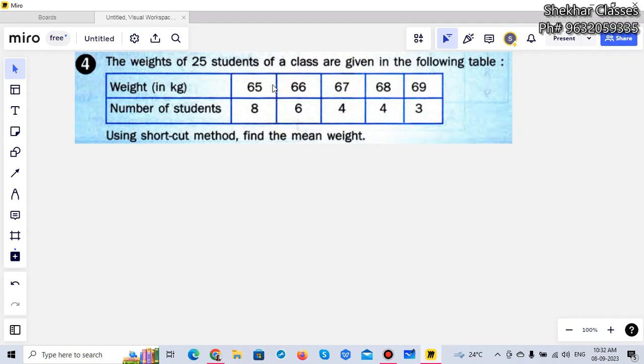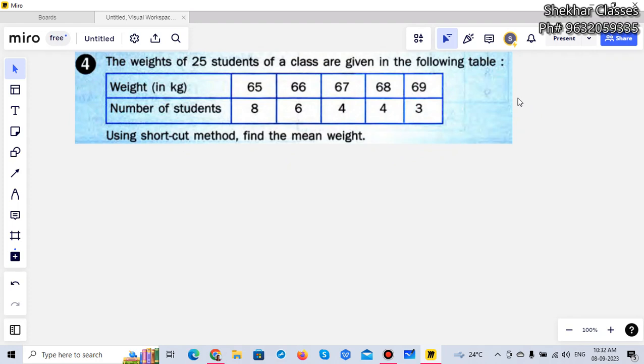The weights of 25 students of a class are given in the following table. Weight is 65 kg, 8 students have that weight. 66 kg weight is for 6 students, and 4 students whose weight is 67 kg. 4 students are whose weight is 68 kg, and 3 students whose weight is 69 kg. Using shortcut method, find the mean weight.